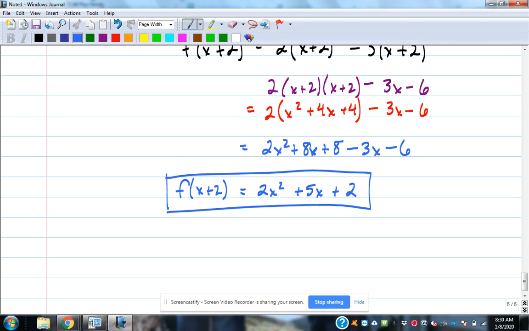All right, I'm going to show you how to do function value for a number with the graphing calculator. I'll show you how to do that. It's really kind of a handy thing.